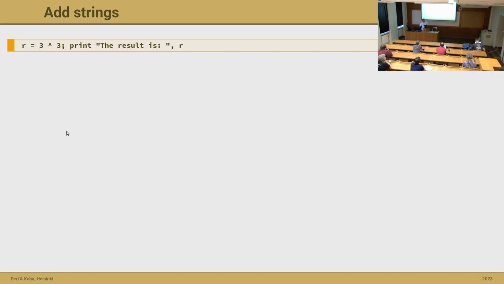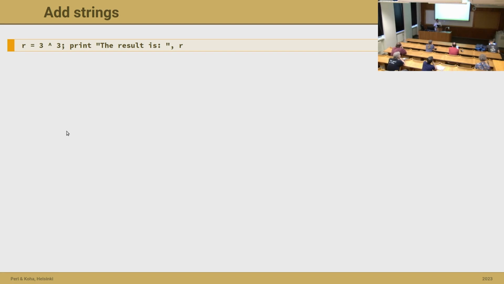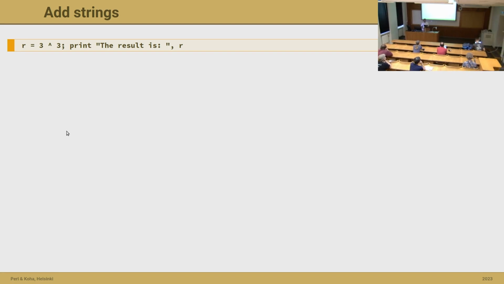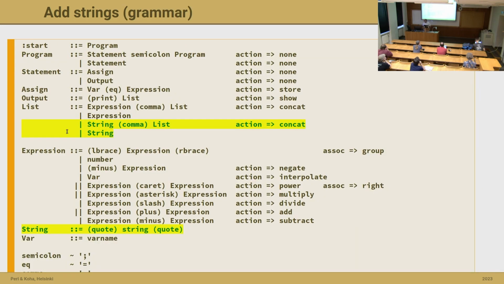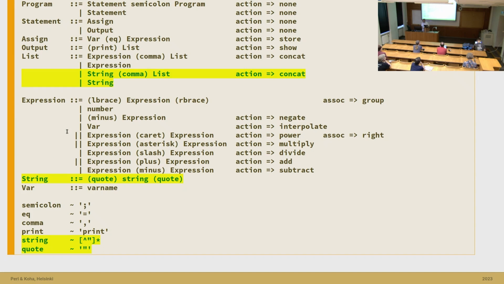So let's now add strings. We want to be able to print something like "the result is", and then the value. We'll not be able to assign strings to variables, to make it easier. So it's pretty easy. A list now can contain a string, and a string is just something that has quotes on the ends. And we also need to say that a string doesn't contain a quote, and that's it. So no escaping in this case, to make it simpler.